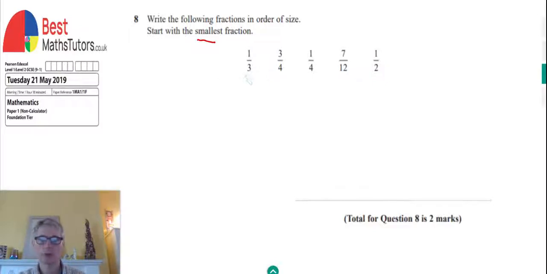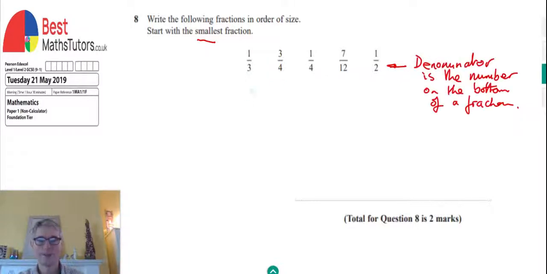So currently it's quite difficult to tell which one of these is the biggest and which one is the smallest. And the only way we can really do a comparison is by getting them all to have the same denominator, which means the number on the bottom of a fraction. And so we can change a fraction by multiplying the top and bottom of the fraction by the same number. And we can probably see that all of these will go into 12. So we're looking for a common denominator.